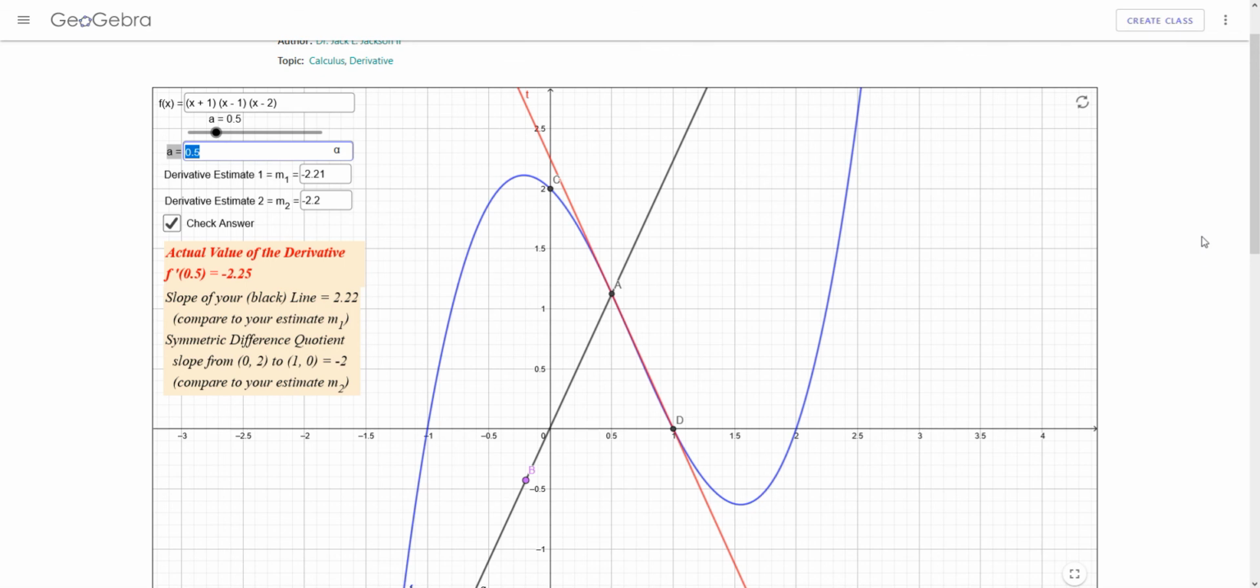So anyway, that gives you an idea of how to practice and how to visualize this with this particular app. And you can practice this as much as you'd like till you get comfortable with doing this type of problem. I hope this helps you out some.